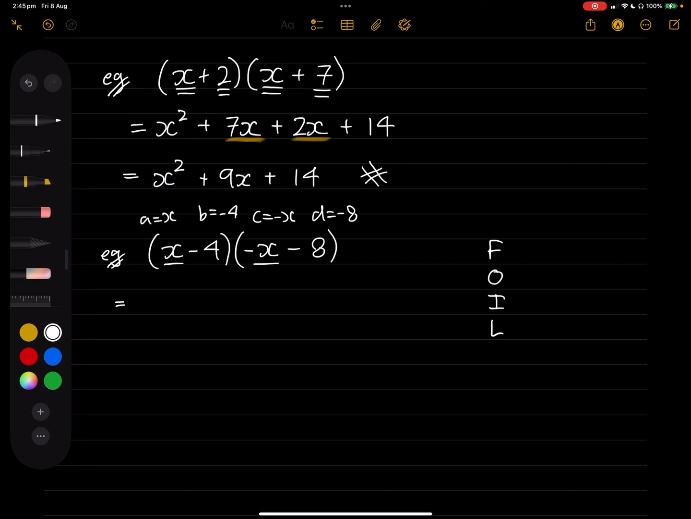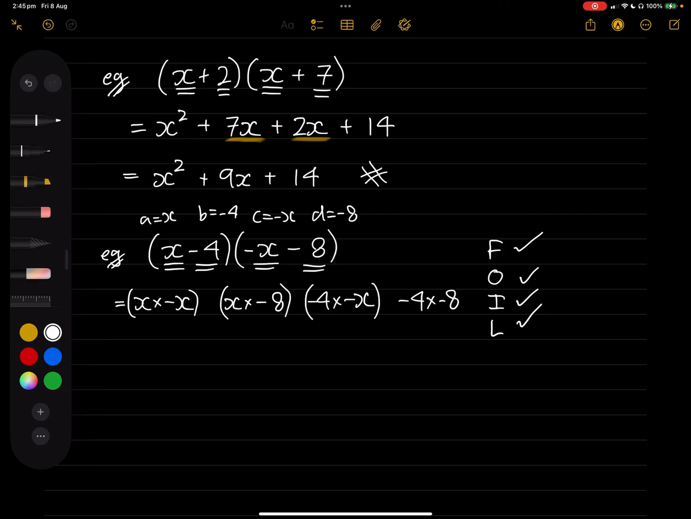Firsts, x times minus x. We've got outsides, x times minus 8. We've got insides, minus 4 times minus x. And then our lasts, minus 4 times minus 8. And between each of these terms, we put them all in brackets, we put an addition sign, plus, plus, plus. Now we simplify everything in those brackets and then clear up our signs at the end.